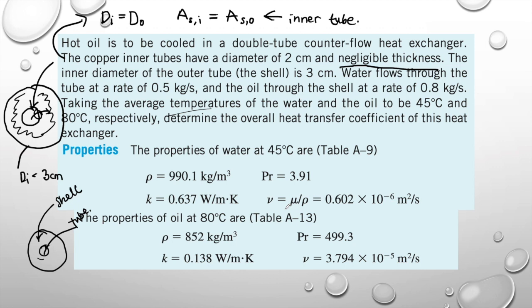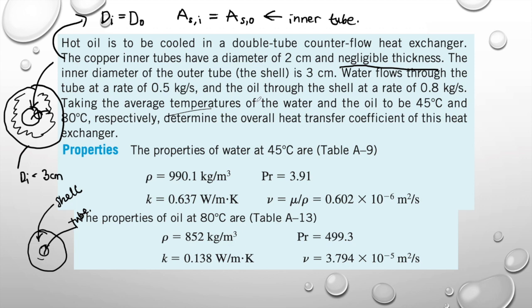Water flows through the tube at a rate of 0.5 kilogram per second and the oil through the shell at a rate of 0.8. We have already been given the average temperatures: for the water it is 45 and for the oil it is 80 degrees Celsius. Oil is much greater in temperature than water. Therefore, the heat transfer will be from the oil to the water. Am I right? Oil is 80 degrees Celsius average temperature, and water is 45 degrees Celsius. Therefore, the heat will be transferred from oil to water.